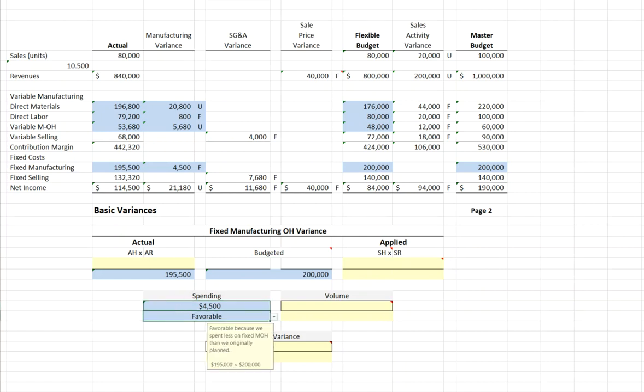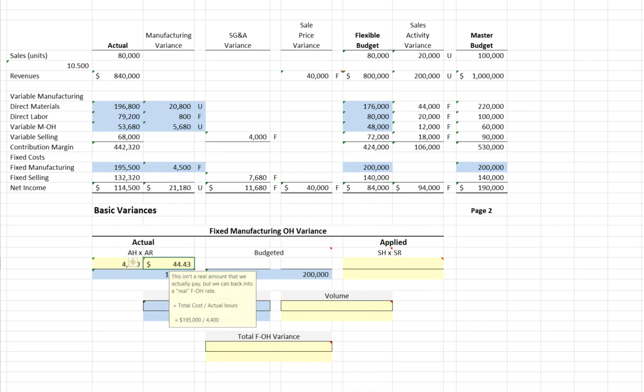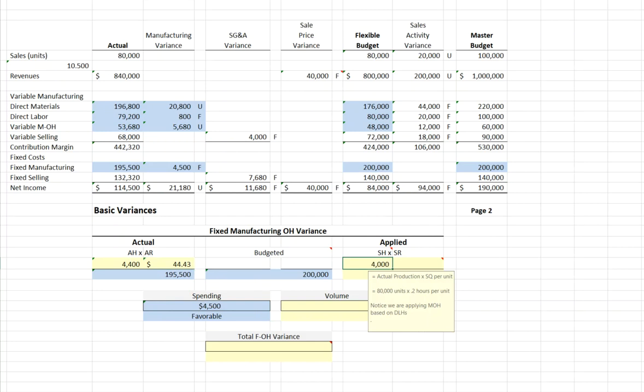Let's go ahead and start picking up our amounts. Recall, we worked 4,400 hours. We can back into that pretend or fictional actual overhead rate of 44.43. Let's go ahead now and look at our applied. Recall, our standard hours would have been 4,000 hours to produce 80,000 units.